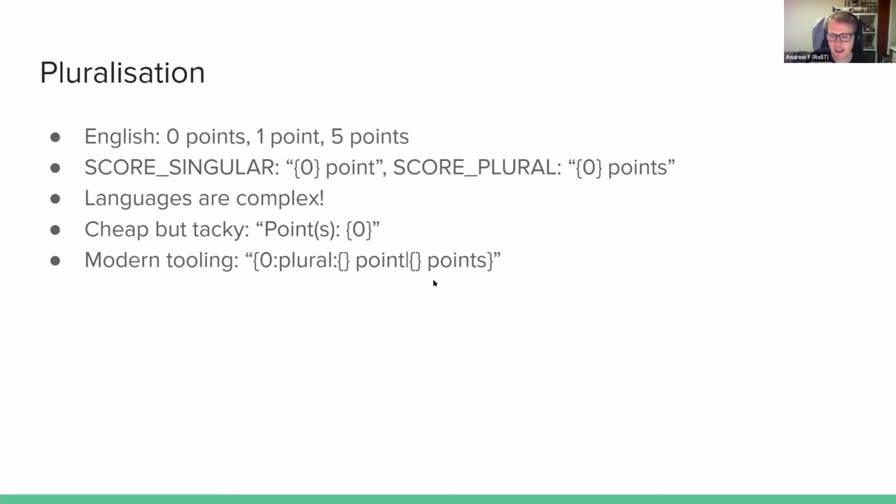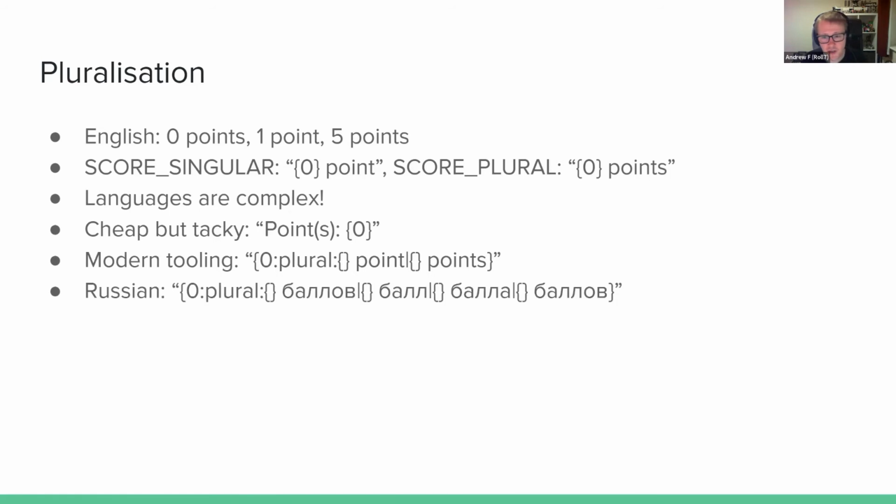This means we don't have to write anything in our script to say if 0 points use this key, if 1 point use this key, if multiple use this key. We don't have to do that at all because it's all baked into the single localization key. So we just take score and we pass in the parameter, and the localization system will understand which one of these two translations to use depending on the value of the points.